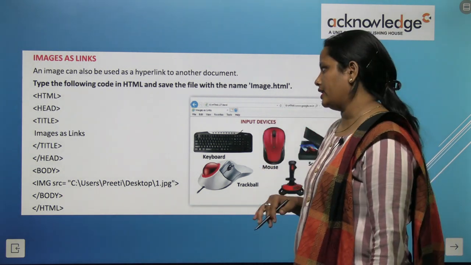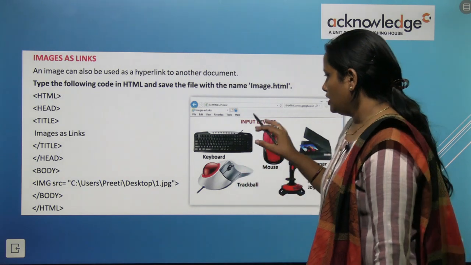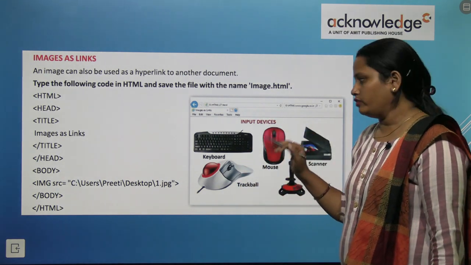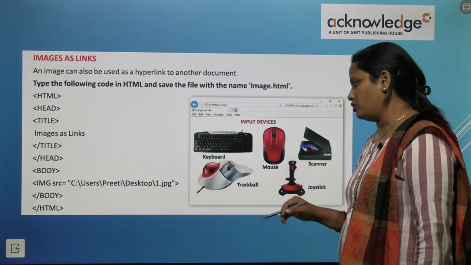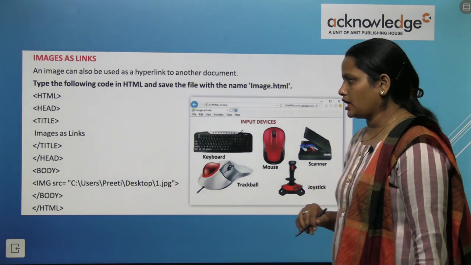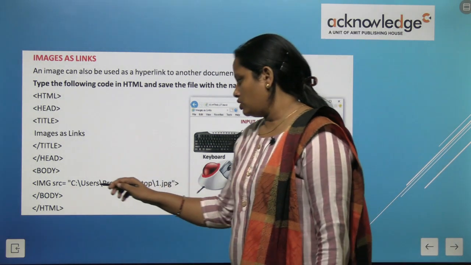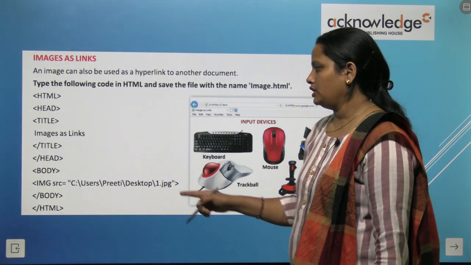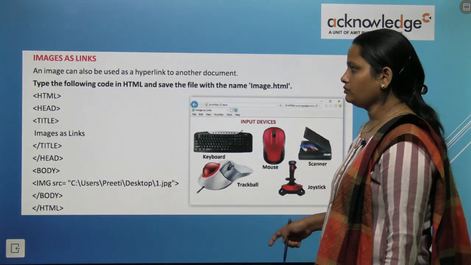As we click on this file, we can see the result that is in front of us. We can see the pictures of keyboard, trackball, mouse, joystick and scanner are here. So here we have inserted the images.